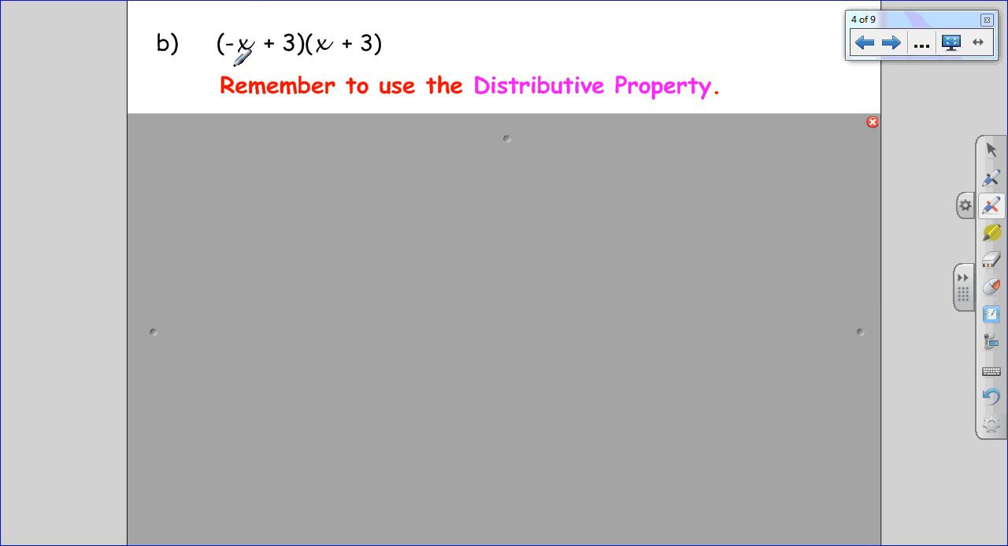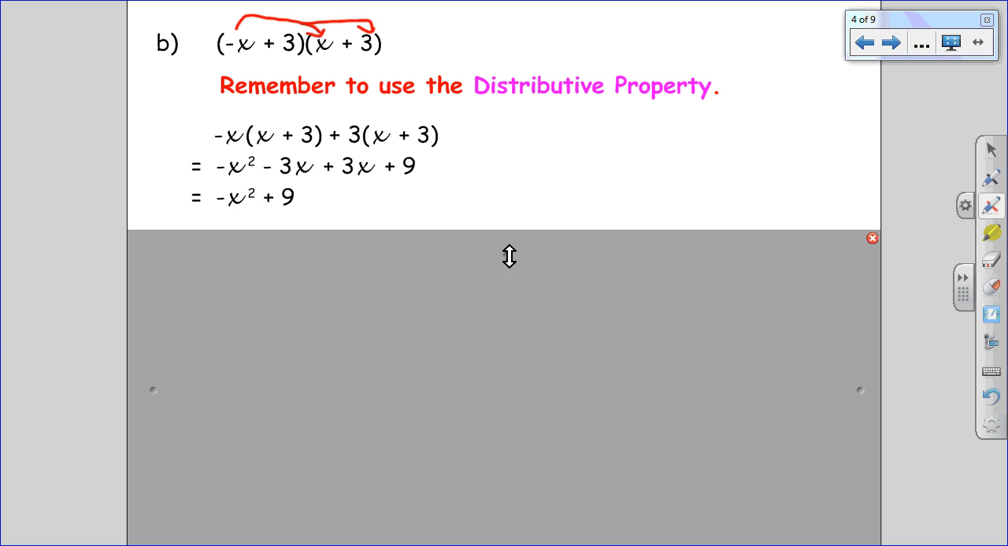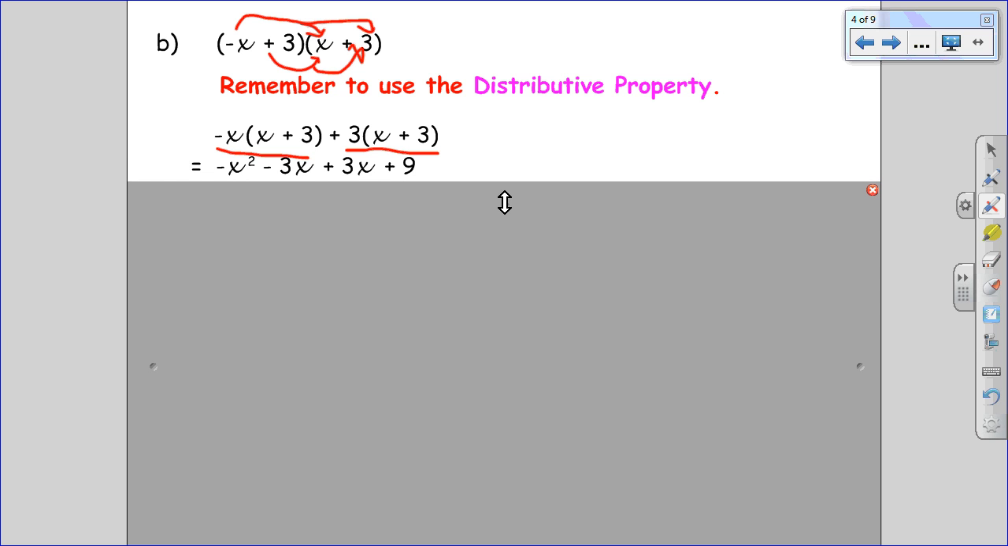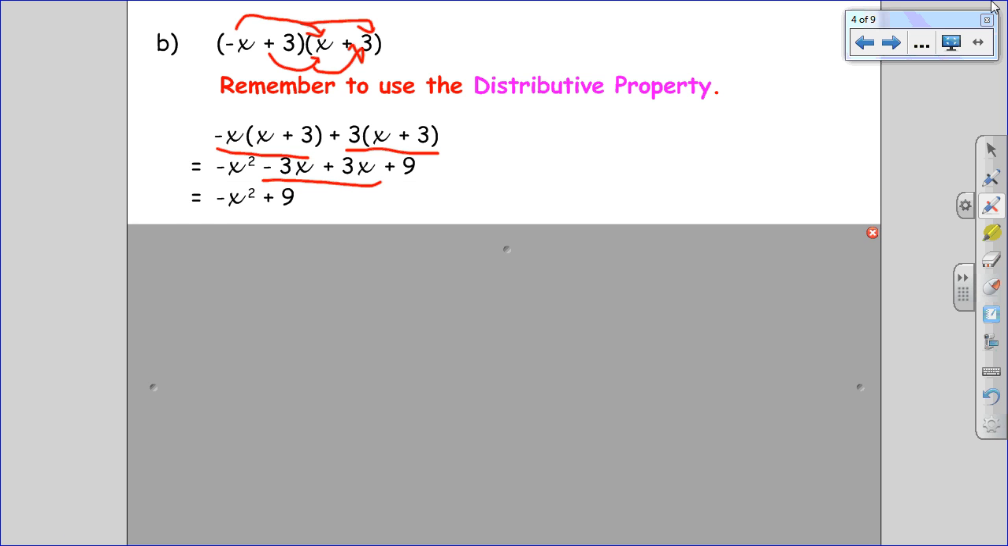If we look at this one here, negative x plus 3, we're going to do the same thing. The x gets multiplied with x, and the x gets multiplied with the plus 3. So we see that right here. And then we multiply the 3 with the x and the 3 with the other 3, which is what we see occurring here with this bracket. And when we do that, we get negative x squared, subtract 3x plus 9. And again, we see our middle term goes away, and we're left with negative x squared plus 9.